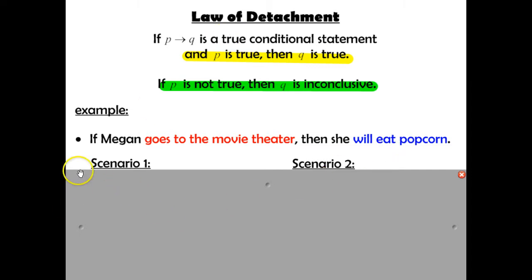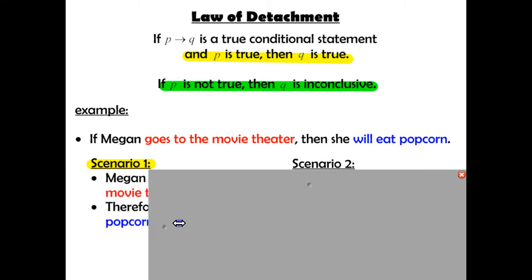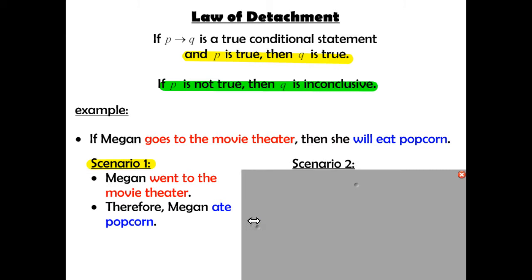So scenario one, we're going to consider what's highlighted up here in the yellow. First, I'm going to tell you that P is true. So Megan went to the movie theater. So the question is, what can you conclude? You can conclude that Q is true. Therefore, Megan ate popcorn. Okay, so this is the really simple one. If you get a true conditional statement and I tell you the first part happened, then you can tell me for sure the second part definitely happened.